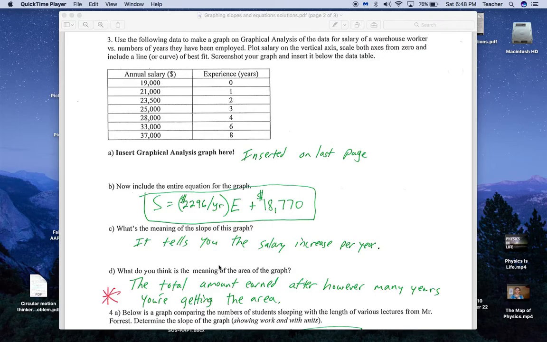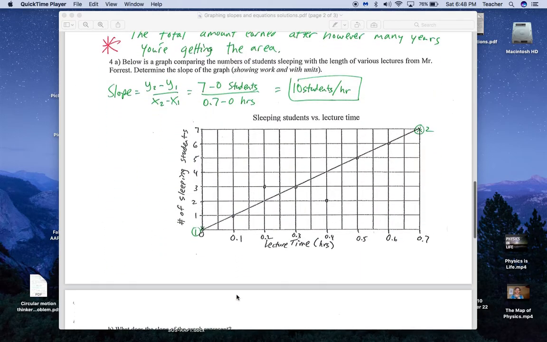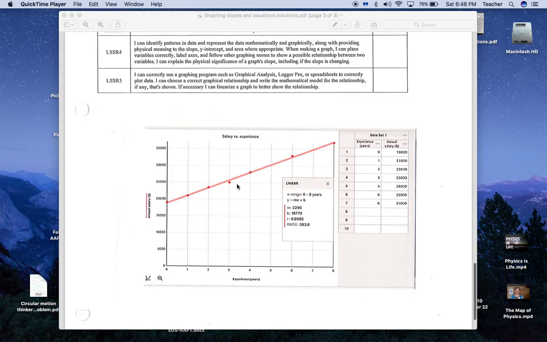What do you think is the total meaning of the area of the graph? Well, it's kind of cool. If you look at, say, the area from here to here out to 8 years, and to get that, we'd have to take a rectangle and a triangle, but that would be the total amount of money you've earned in that 8 years' time. So, pretty neat.